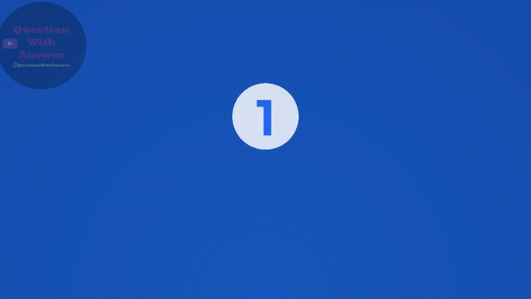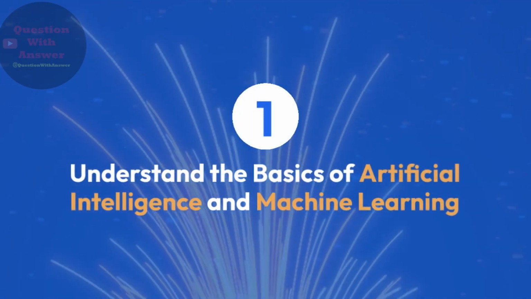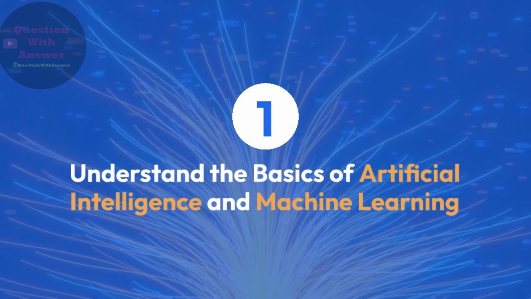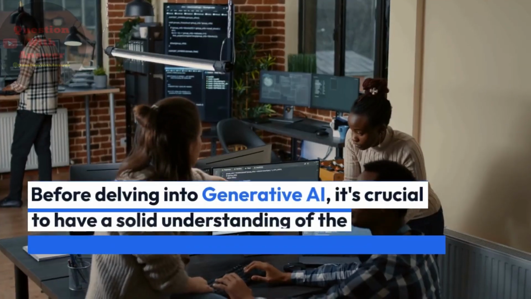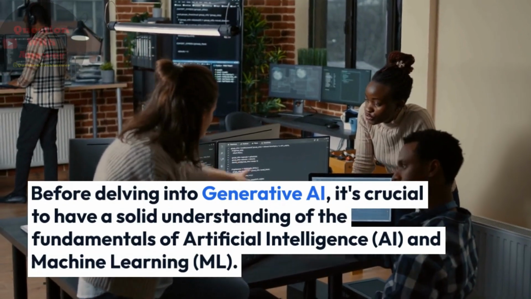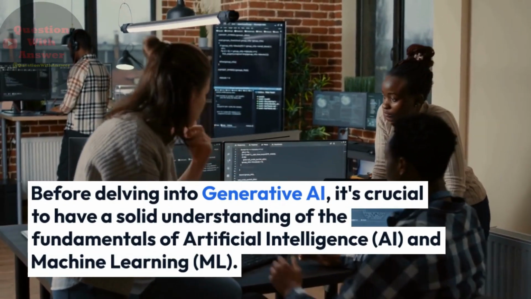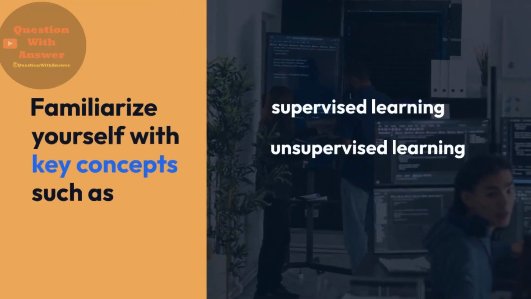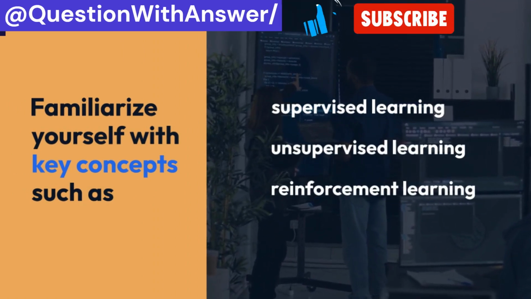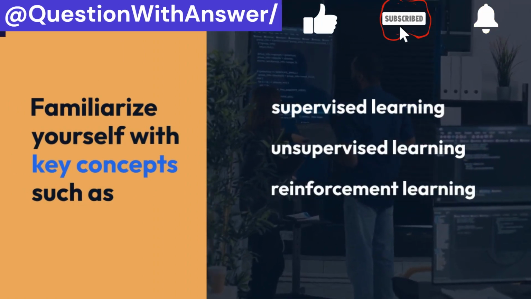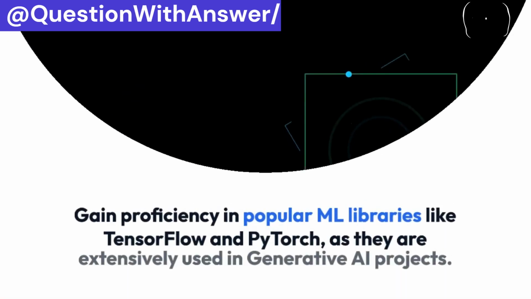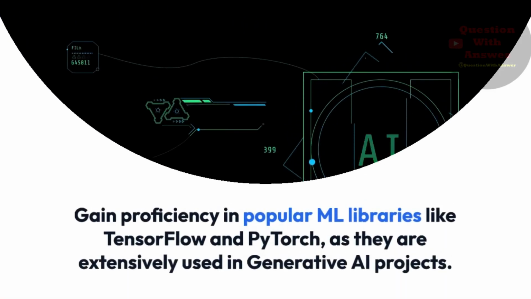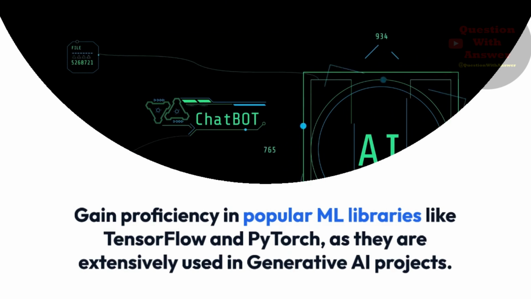Step 1. Understand the basics of artificial intelligence and machine learning. Before delving into generative AI, it's crucial to have a solid understanding of the fundamentals of artificial intelligence or AI and machine learning or ML. Familiarize yourself with key concepts such as supervised learning, unsupervised learning, and reinforcement learning. Gain proficiency in popular ML libraries like TensorFlow and PyTorch, as they are extensively used in generative AI projects.